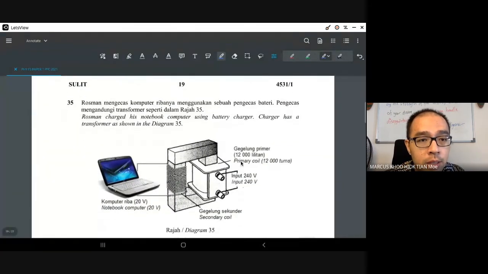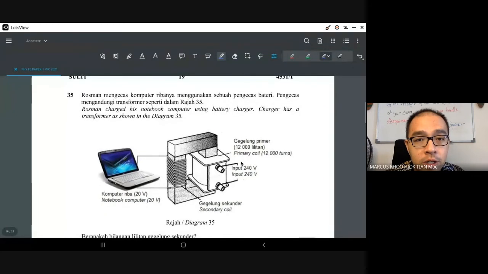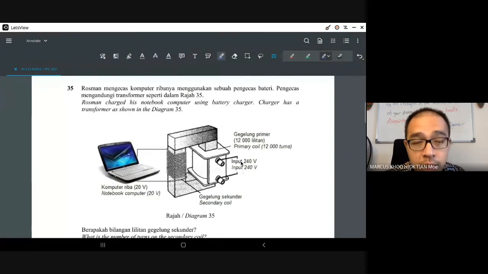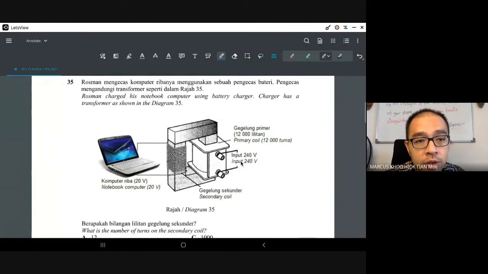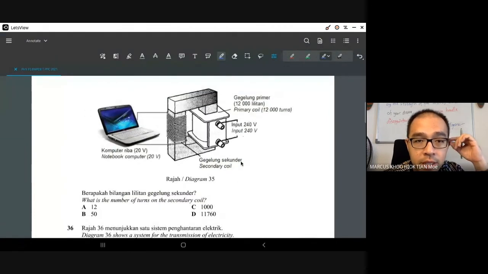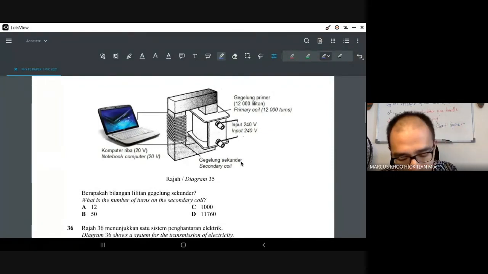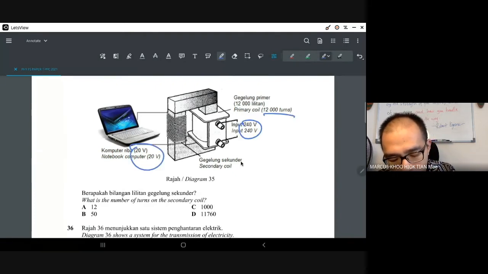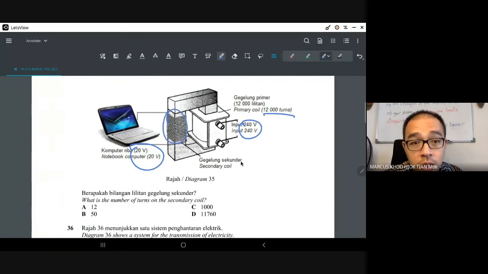Rosman charges his notebook computer using a battery charger. The charger has a transformer as shown in diagram 35. So over here you have this. It's a very big transformer, although it's a small transformer inside the notebook, that changes 240 volts to 20. The primary coil is 12,000. So you're going to ask, what is the secondary coil? Of course, we are expecting a step down transformer. It's a very important thing.